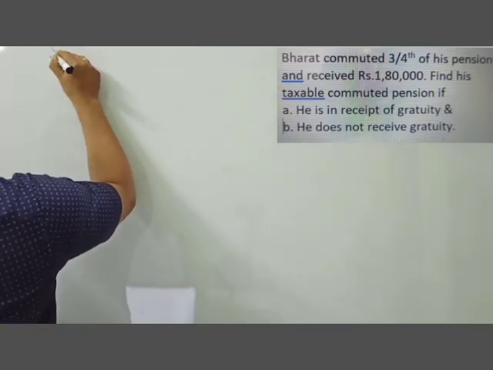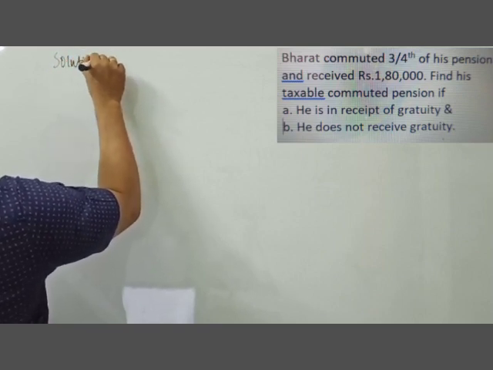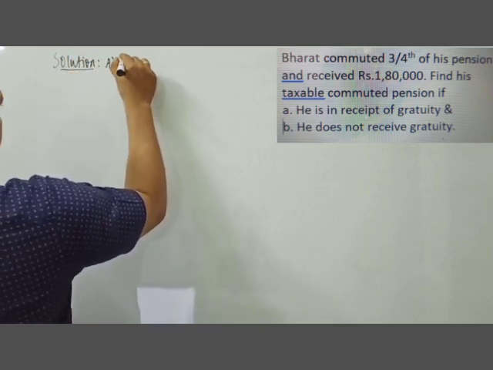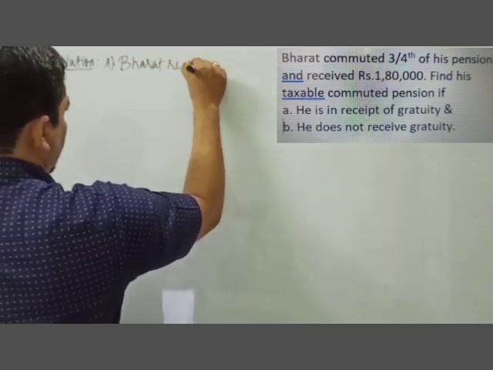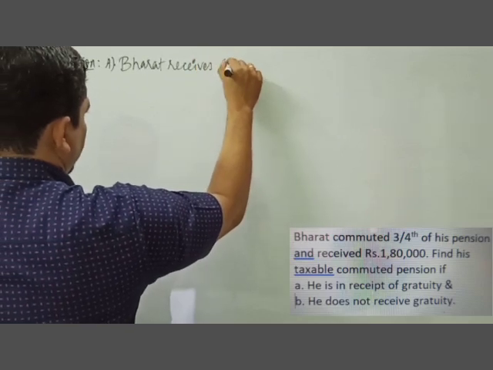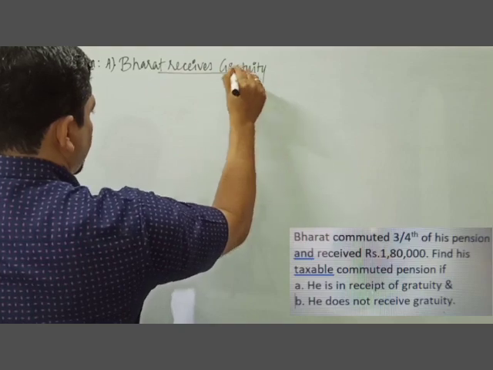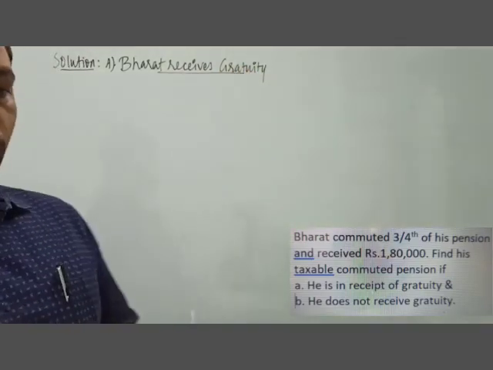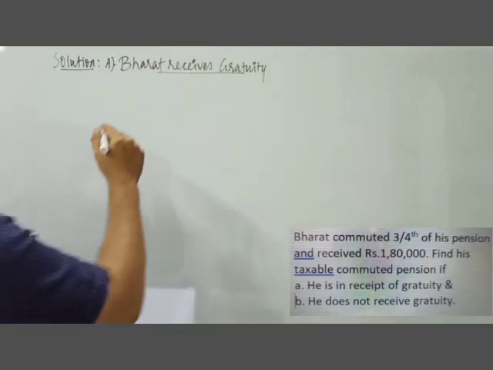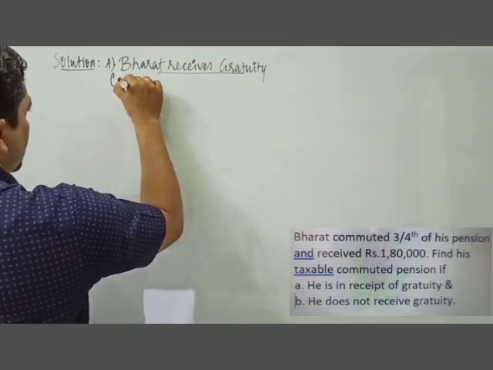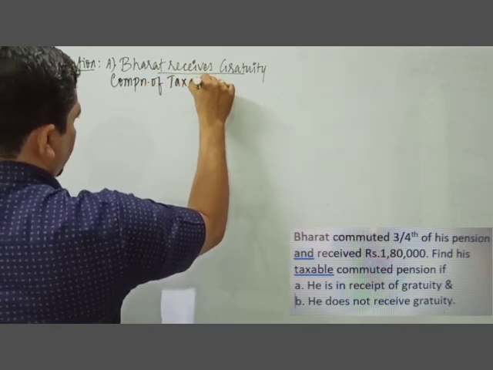Let's take question A. So I write the solution. Bharat receives gratuity. When a non-government employee is receiving gratuity, what is the rule for commutation of pension? So I write computation of taxable commuted pension.